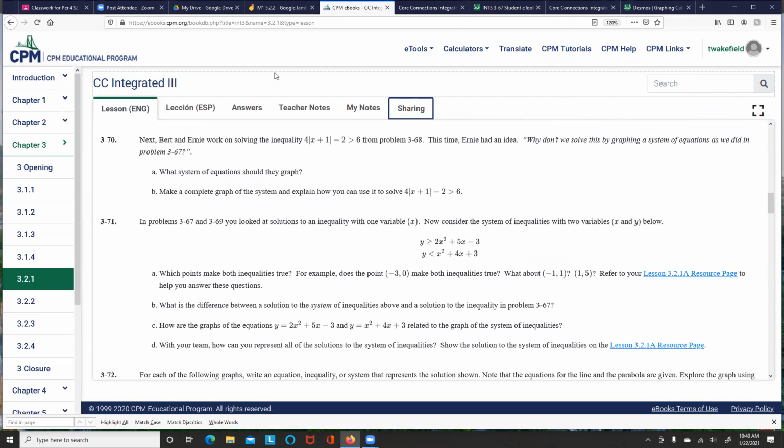All right, 70. Next, Bert and Ernie work on solving the inequality 4 times the absolute value of x plus 1 minus 2 is greater than 6 from the last problem. This time, Ernie has an idea. Why don't we solve this by graphing a system of equations as we did in 67? What system of equations would he graph? Make a complete graph of the system and explain.